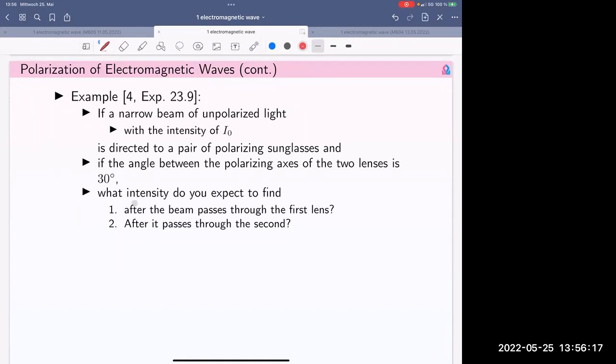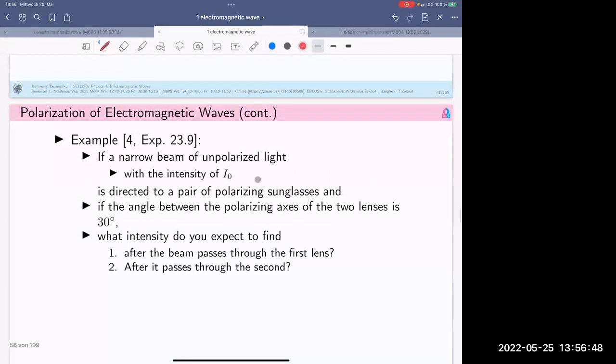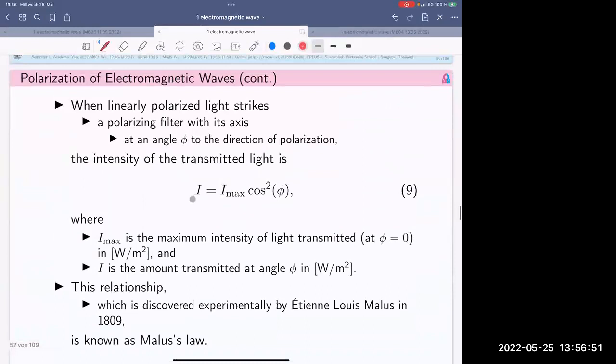Okay, we arrive at, I think, the third example for calculation, right? Please keep in mind that the midterm exam will be 100% based on the examples here, or the difference will be only the numbers. If we have a narrow beam of unpolarized light with the intensity of I0, the Malus law is I equals I max times cosine square of angle phi, right?